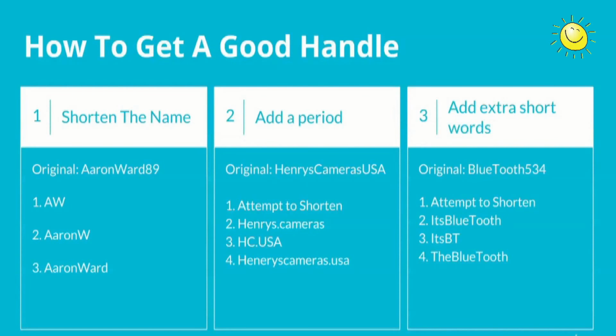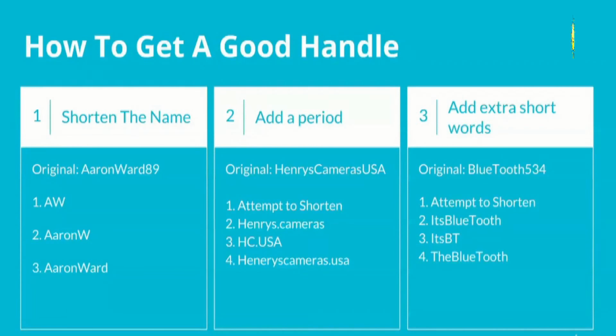You could do a search for it on Instagram to see if it's taken, or you can just type it in and test it out, which we're going to get onto next. The next one after that would be Aaron Ward. So that would be breaking it down. You're trying to remove that 89 because a lot of people won't remember that. You pretty much want to break it down to the most shortened version of the name you can find.